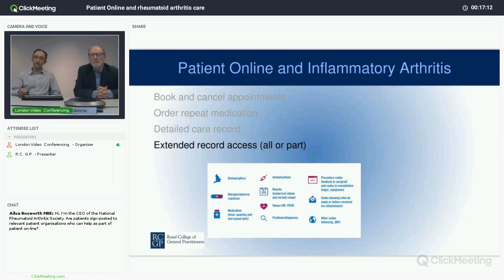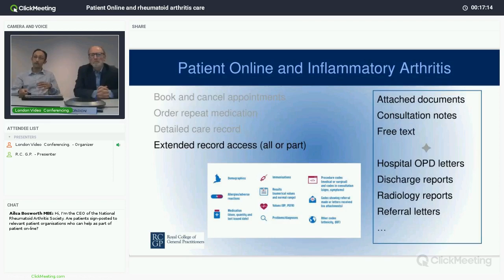Extended record access, so that's the access to all the consultation notes, all the documents, for instance, in systems like DocMan, and access to the free text of the consultations themselves. That's not currently mandated by the GP contract, but also has some benefits to patients with inflammatory arthritis, as they'll be able to access all the records and the letters that come back from the hospitals.